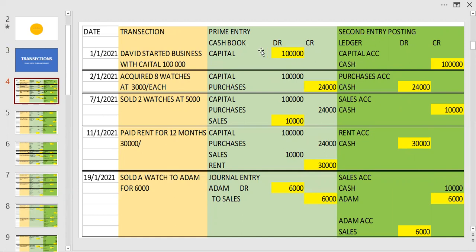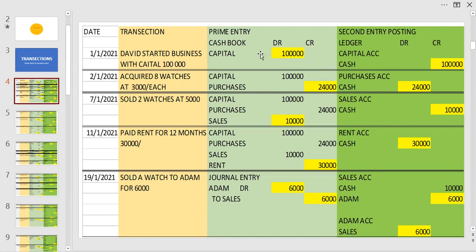If you would notice, in the cash book against the transaction, the word capital is written. In the ledger account, under capital, cash is written. These are the real description which need to be entered, referring to the corresponding entry where it is.